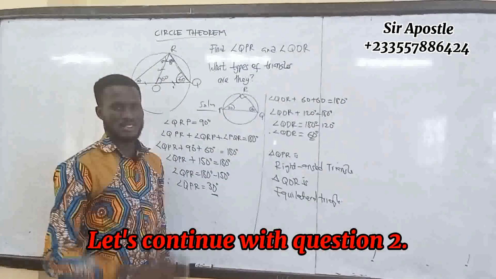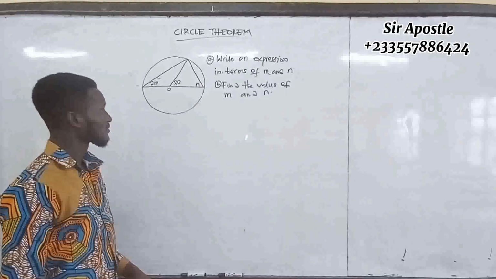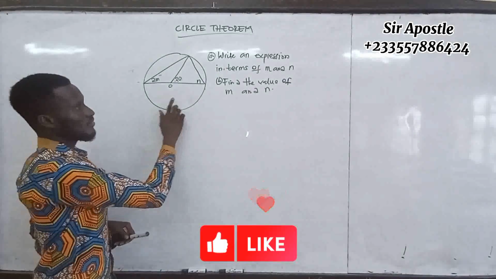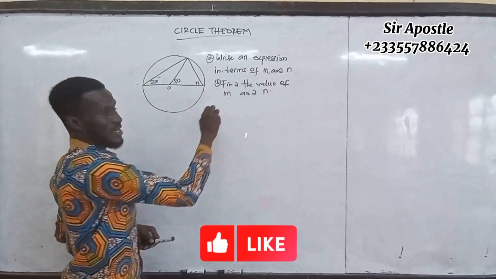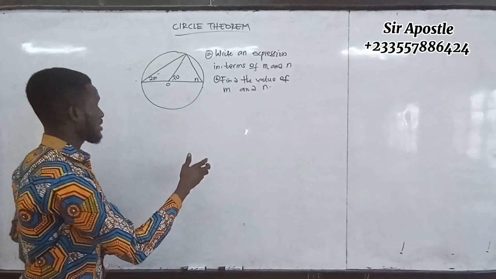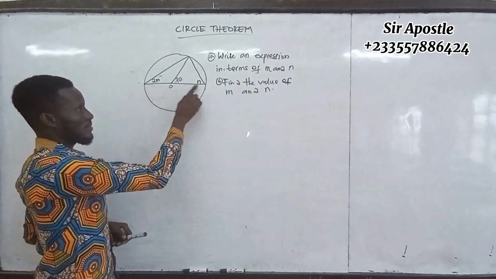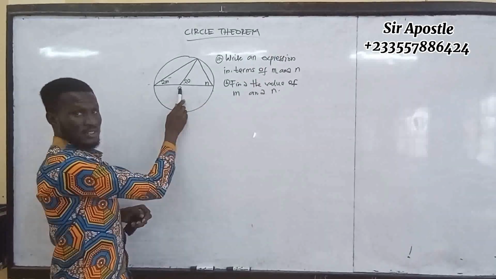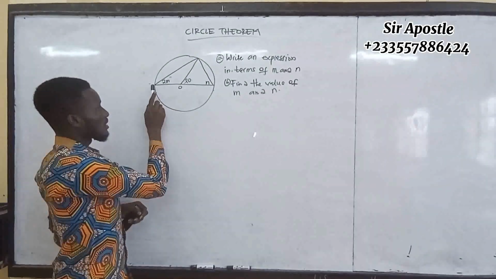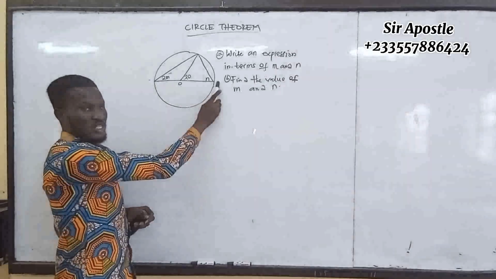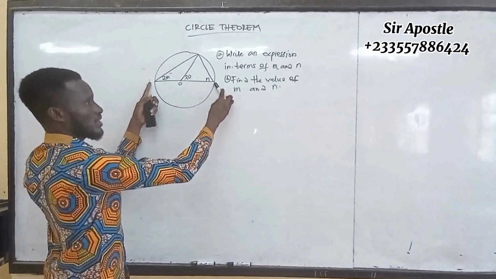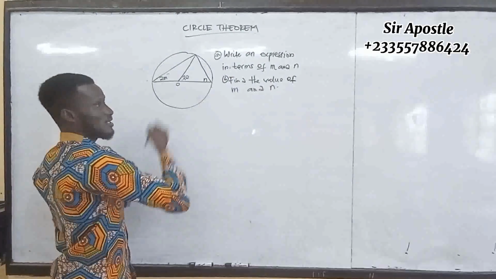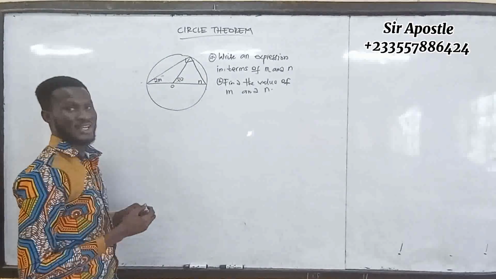Now let's take the second question. Okay, so looking at the second question, we have to write an expression in terms of m and n. So we have this side to be 2m and here is 20. Now you can see that this one is the center of a circle. This center, we have this straight line passing through, so this one is the diameter. The diameter is forming an angle here, so this side is 90.